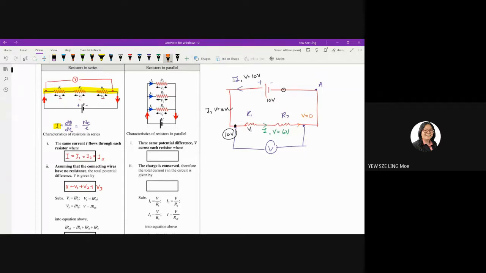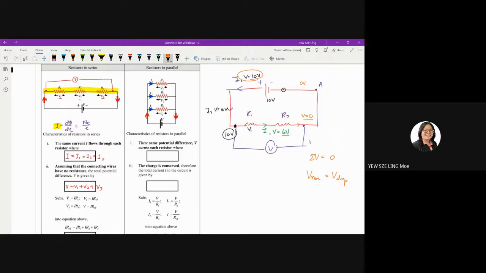Because energy is conserved in the loop, in a circuit. Once it goes back to point A, it will become 0 again. Total V in the loop is equal to 0. V rise is equal to V drops. So when it passes through the battery, it rises. It starts from 0, passes through the battery, and rises by 10 volt. When it passes through R1, it drops to 6. And when it passes through R2, it drops to 0.